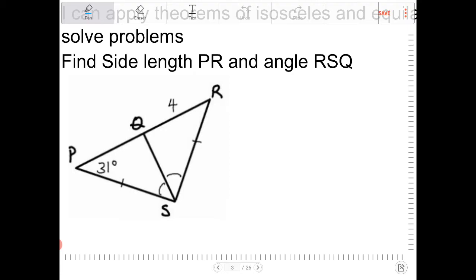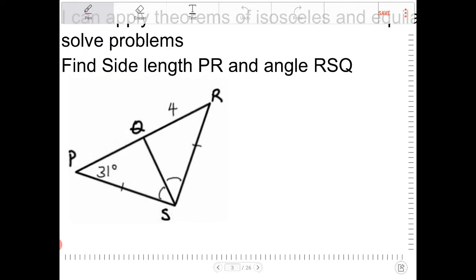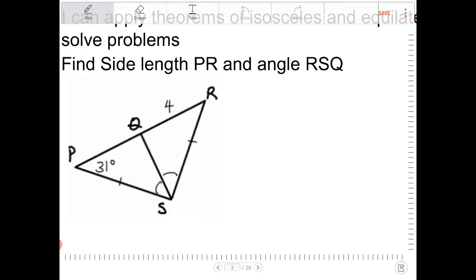Here we're trying to find the side length of PR and the angle RSQ. So how are we going to do this? I know that this is an angle bisector. This line QS is an angle bisector because of this angle here that it's indicating is the same. I also recognize that PS and RS are the same length, so therefore PRS is an isosceles triangle. Therefore, this must be 31, and this must be 90 degrees. The task here is to find the side length of PR. So if this is the case, then PQ must also be 4. So therefore, PR must equal 8.